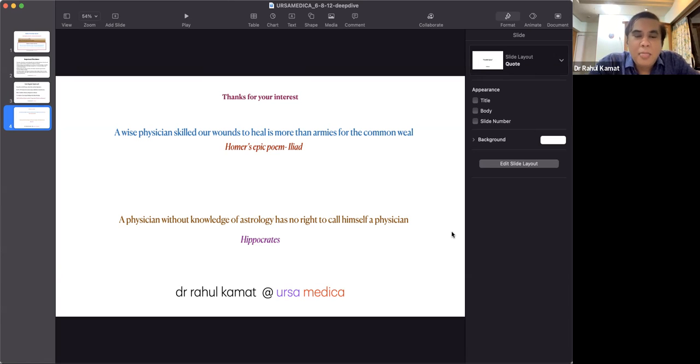And secondly, the second point, which is very important, I feel, is by Hippocrates, who is the father of modern medicine in a way. And we have the Hippocratic oath, which every doctor has to take at the time of his passing out. He says that a physician without knowledge of astrology has no right to call himself a physician. Now, that's a bold statement. Then what happened to astrology over the years? Somehow it was disregarded. It was relegated to some kind of a superstitious category, and it was not properly integrated.